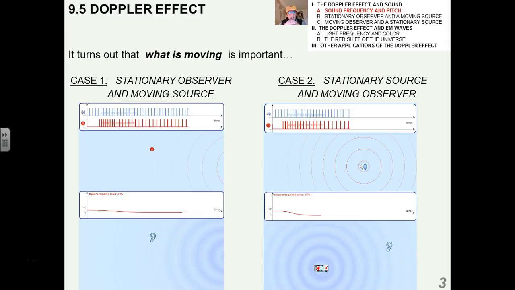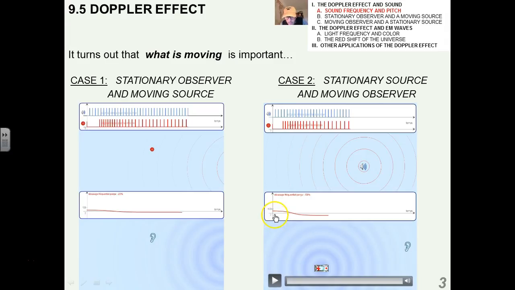Okay, I just realized how disturbing it is that there's a floating ear that's moving. Anyway, these two graphs right here are really interesting, okay? These graphs tell you the frequency against time. So you can see the frequency is high, and then it gets low, okay?